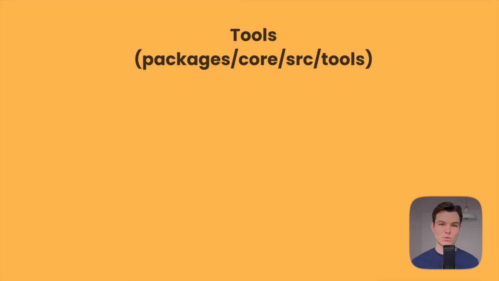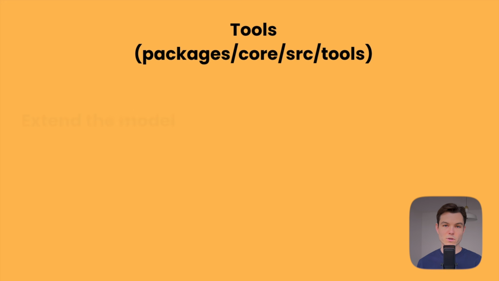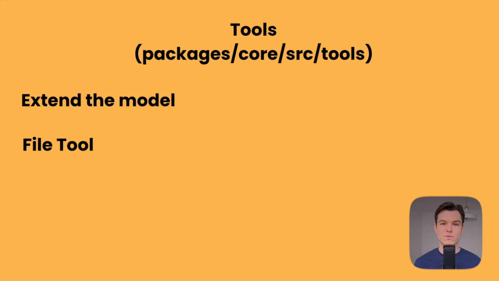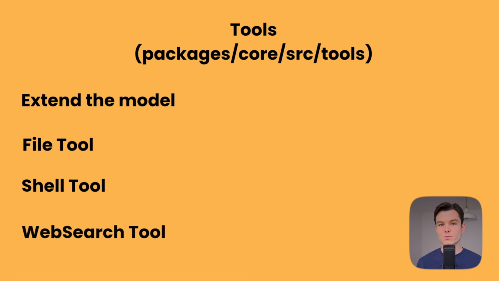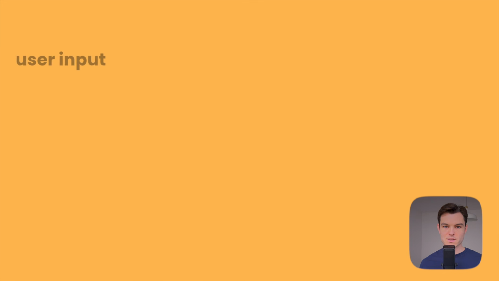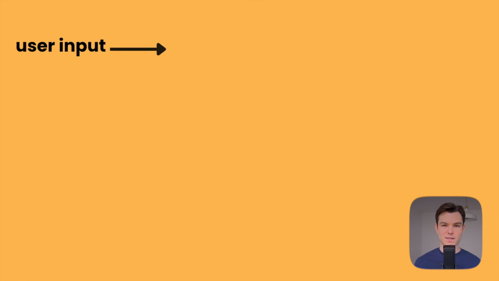Now let's talk about tools. Tools are modular components that extend the model's capabilities. For example, file tool to read and write local files, shell tool to execute shell commands, or web search tool. Now that we've covered the architecture, let's have a look at the interaction flow. A typical Gemini CLI request follows this sequence. The user input goes to the CLI package. You type a prompt or command in the terminal.